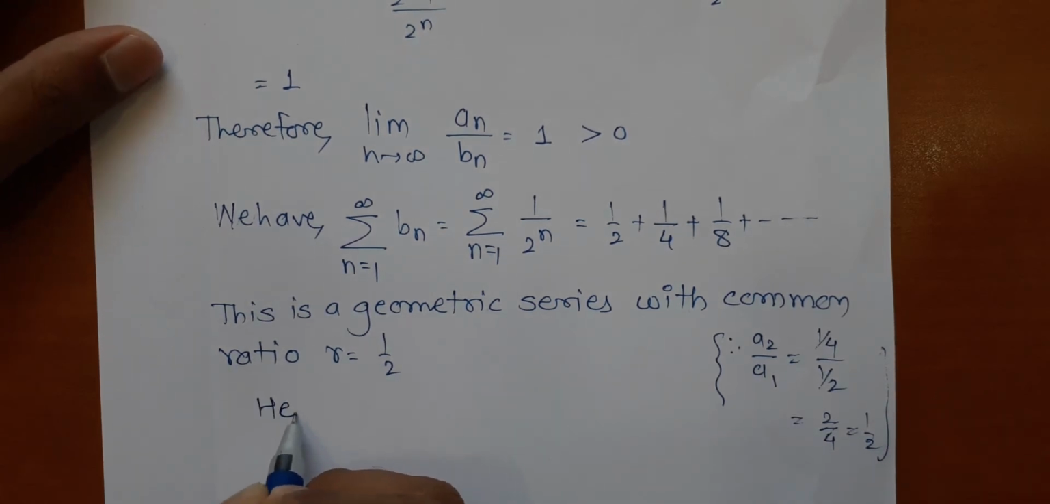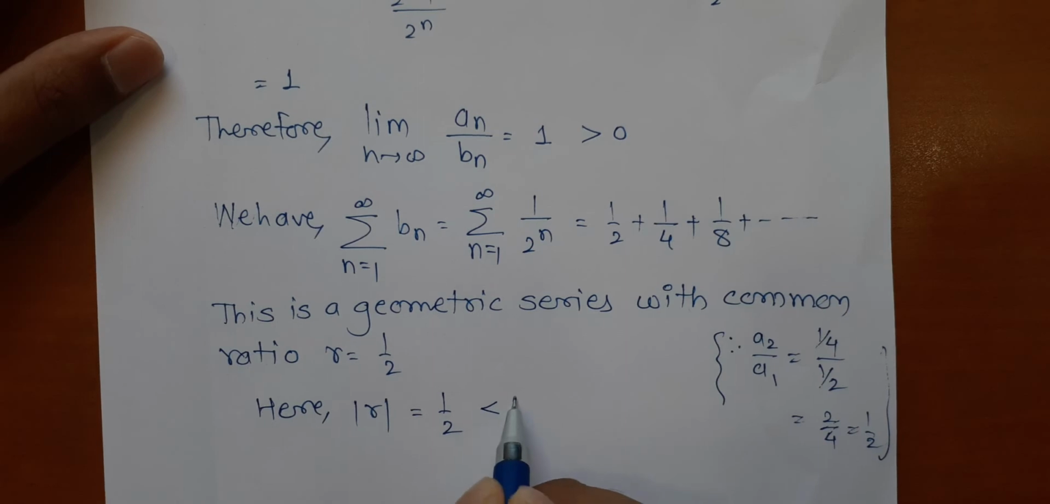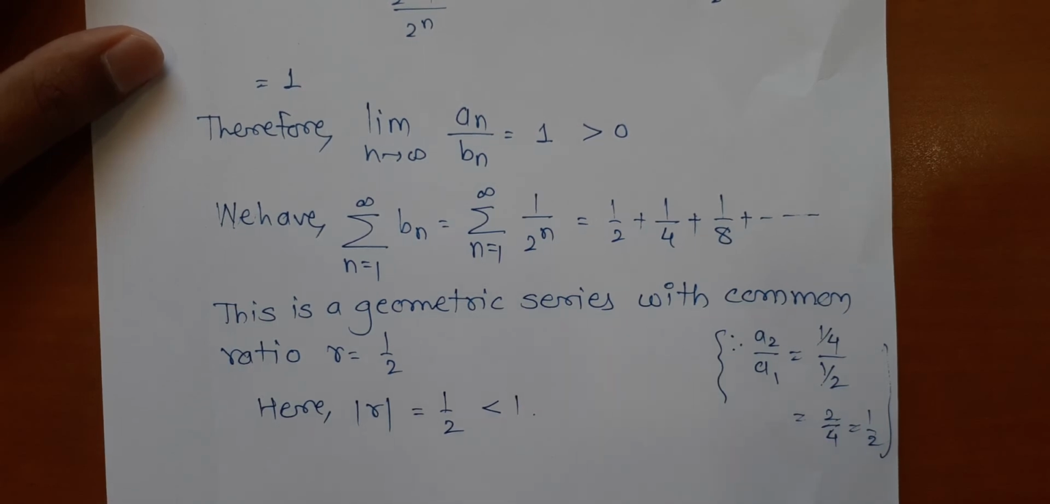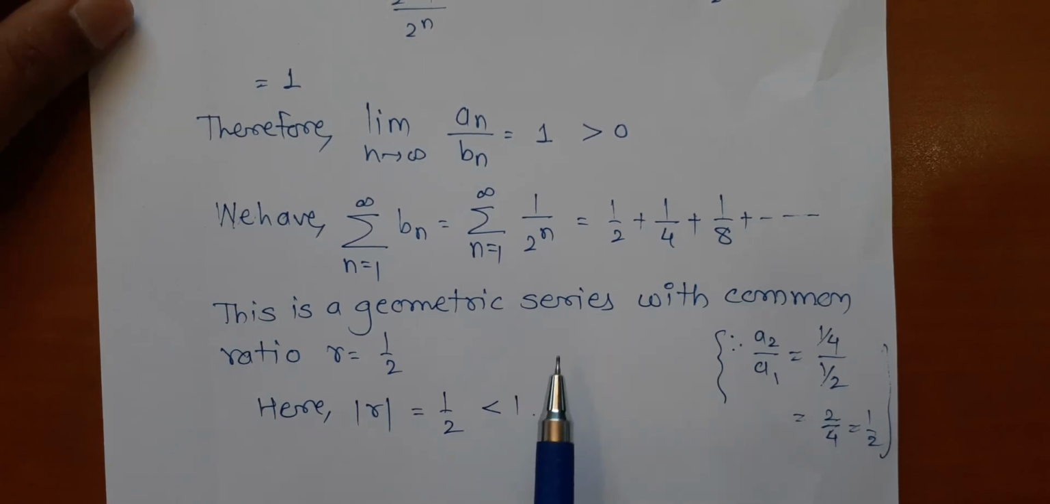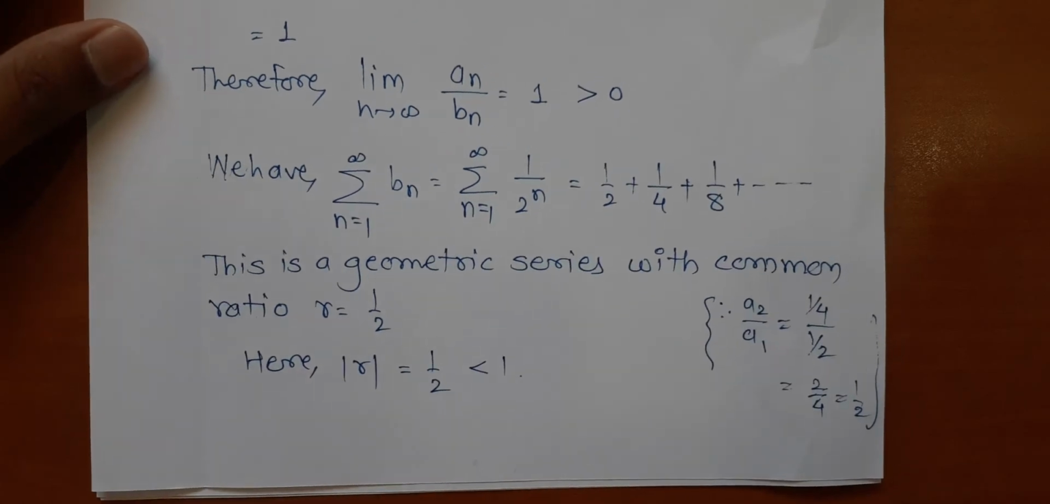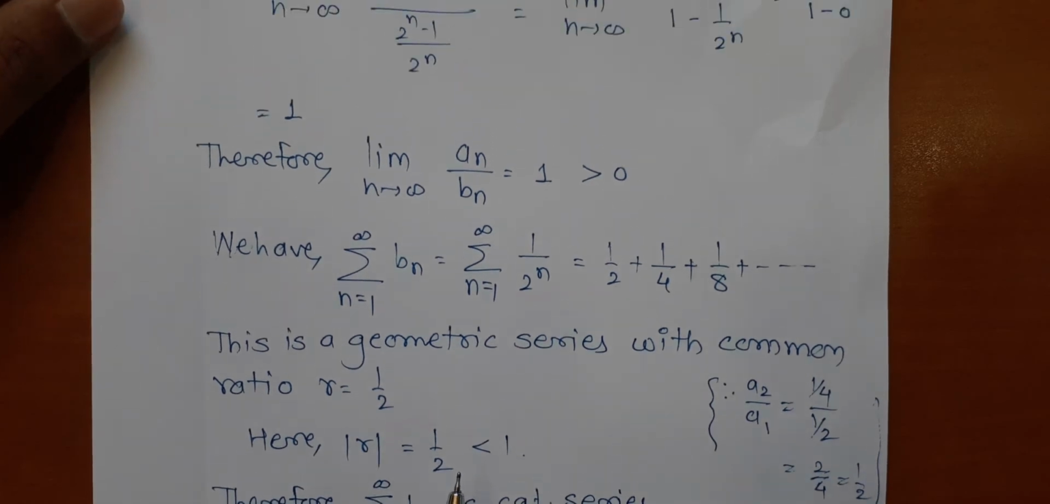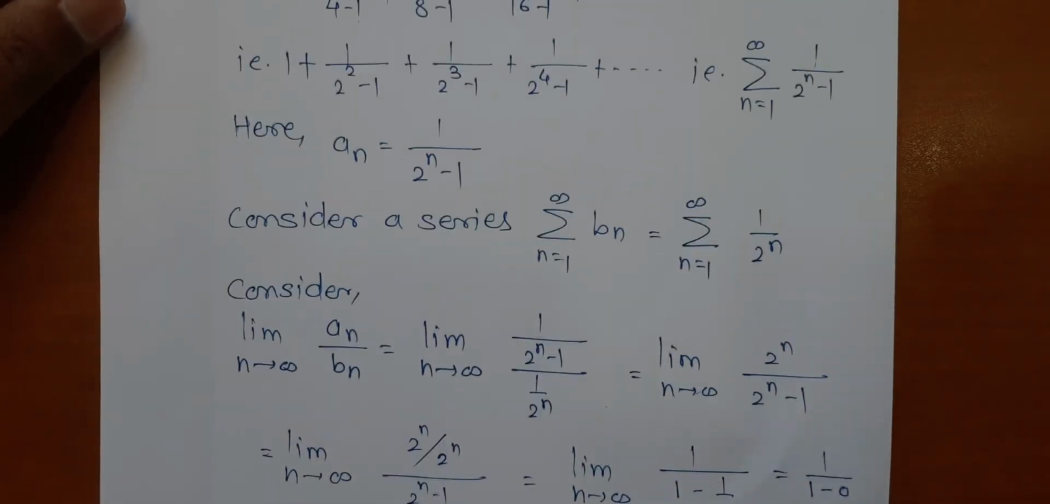Here we are interested in the value of mod r, but it has a plus sign, so the mod will not change anything and you have the same number 1 by 2. If mod r is less than 1, then the geometric series is convergent. This is the main result. So this is a geometric series with mod r less than 1, therefore I can declare this is a convergent series. So I will write, therefore summation b_n is a convergent series. Therefore I can apply the limit comparison test and say summation a_n is also a convergent series.